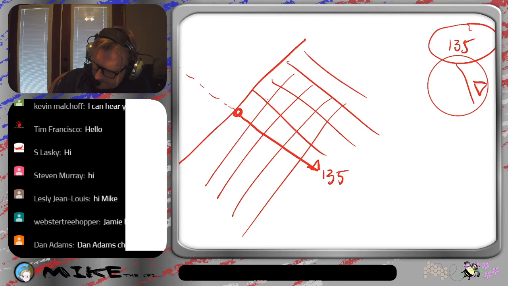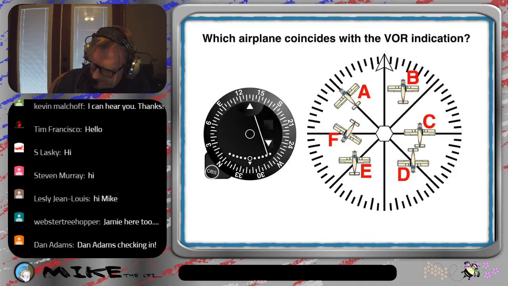And if we look at the options here, the only one that's in that quadrant that matches that would be letter C.